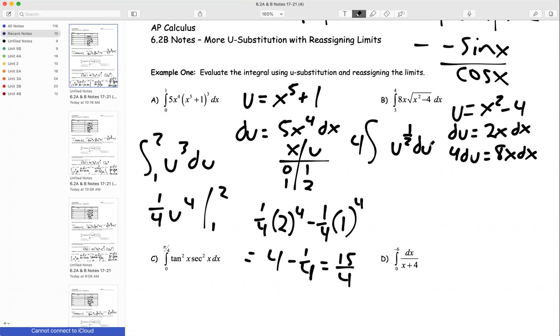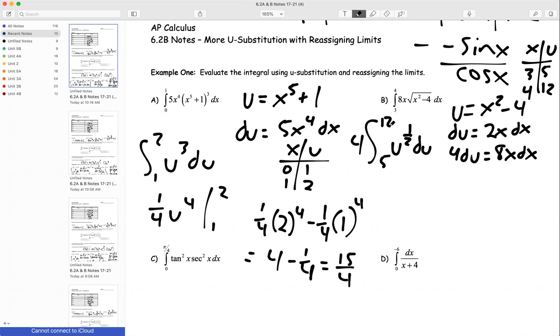And now I need to make a little chart so I can switch the bounds. So I've got x, and I've got u, I've got 3 and 4. So I plug 3 in, and that gives me 5, and I plug 4 in, and that gives me 12. So I'm integrating from 5 to 12.